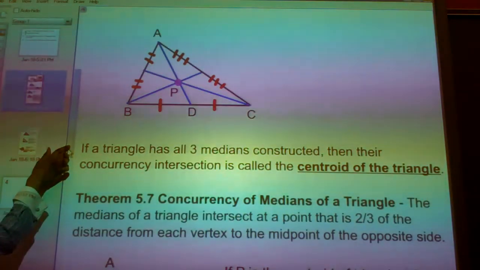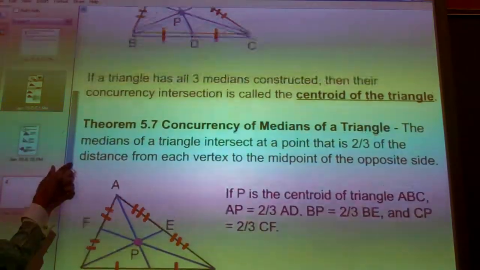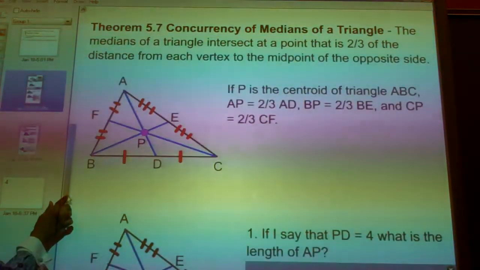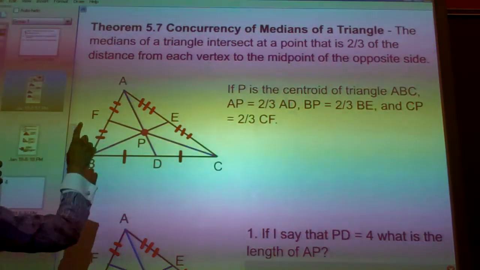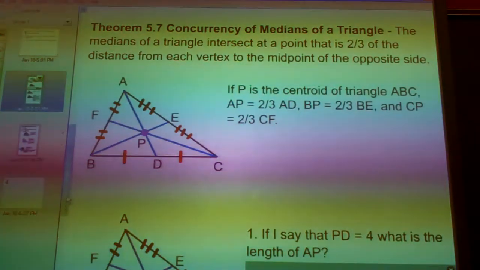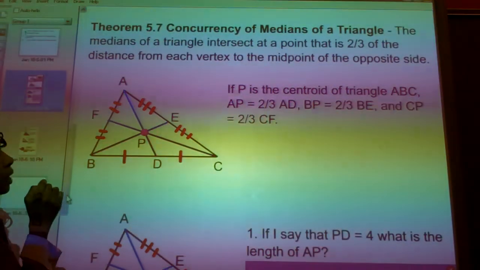And here is a theorem for you. Theorem 5-7, concurrency of medians of a triangle, says that the medians of a triangle intersect at a point that is 2/3 of the distance from each vertex to the midpoint of the opposite side. So what does that mean?